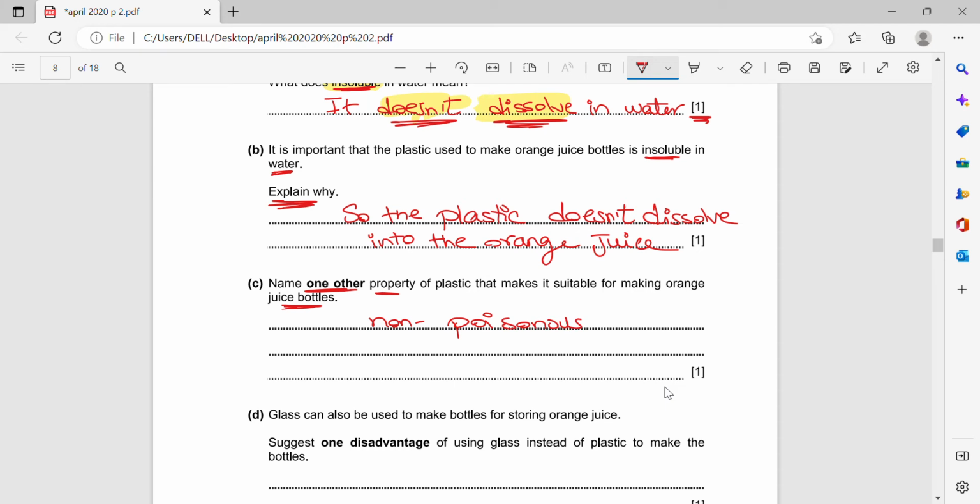You can say what else? It doesn't break. So it is safe to handle. Someone else can say it has low density. So it's easy to carry. So only one is enough. Either you write non-poisonous or doesn't break or has low density. It's out of one mark, so enough to mention one property.